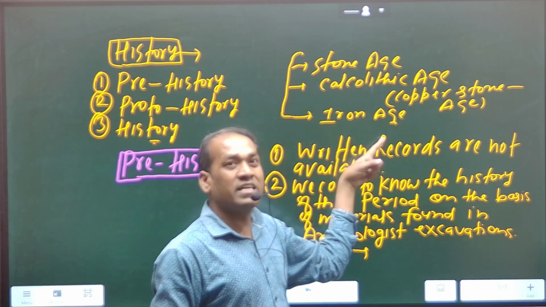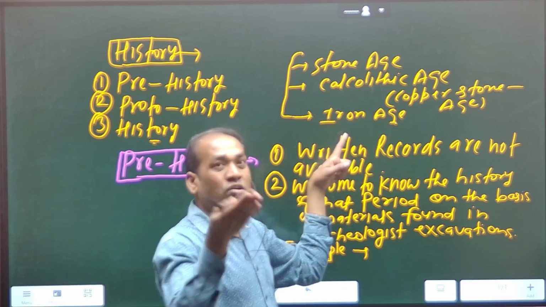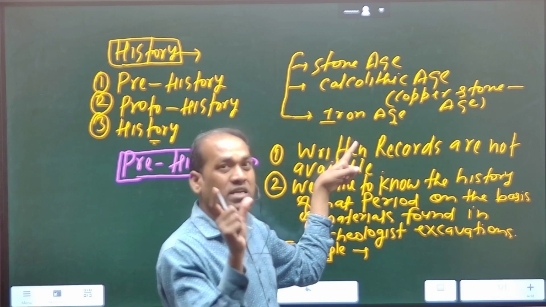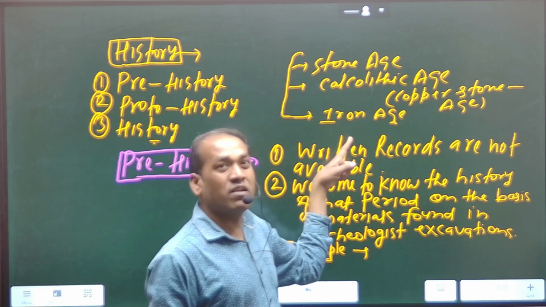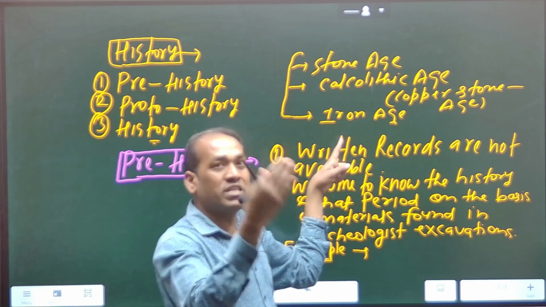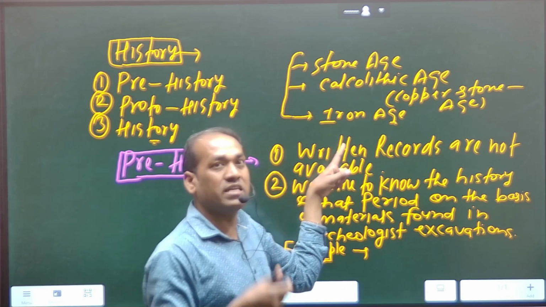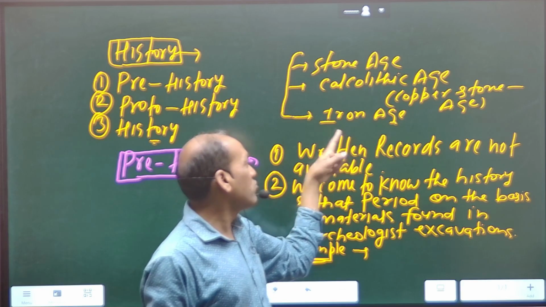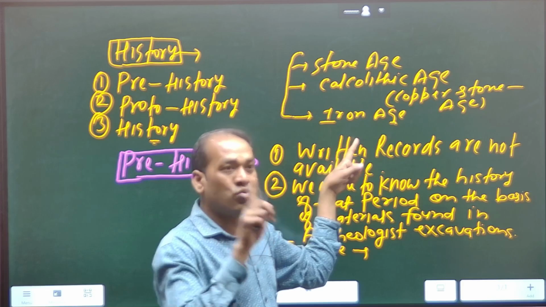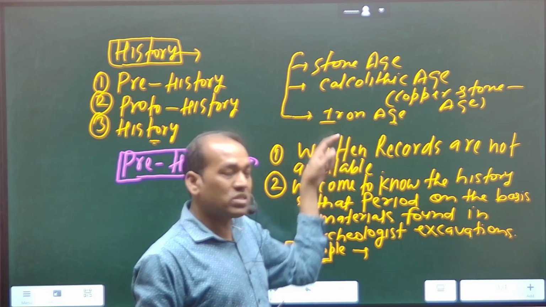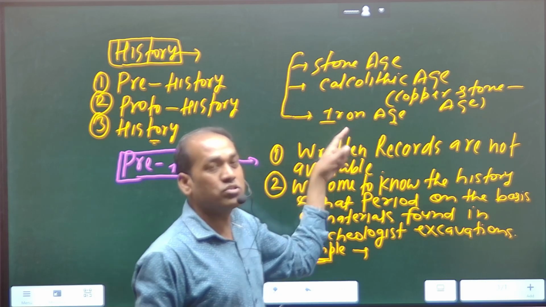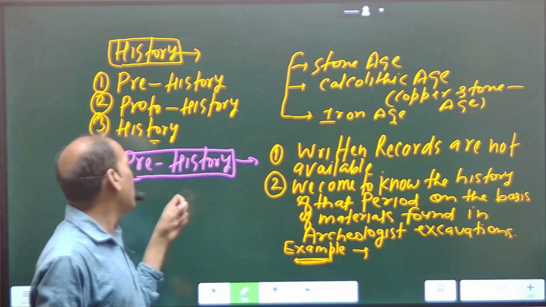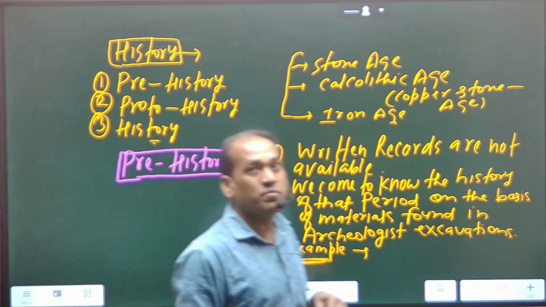Third is Iron Age. Later on in history, people found one hard metal, and that hard metal was iron. From there, one new age started, and that new age was Iron Age. Related to this Iron Age, we don't have any written records. So that is why Iron Age is also included in prehistory.